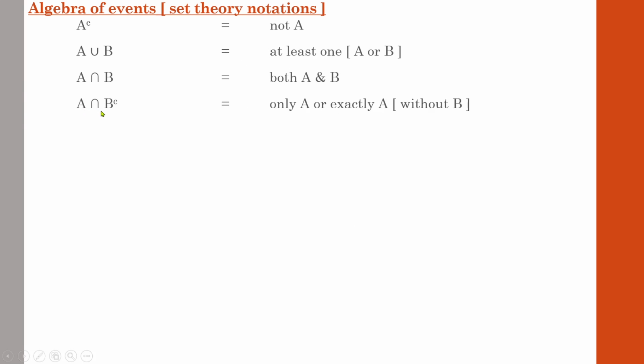Next one, A intersection B raised to C. B raised to C means B complementary. We are not going into detail regarding this one. Just understand this: whenever you come across the notation A intersection B superscript C, that means whatever the probability under study, you will take only the elements or items of A alone. It doesn't include B. Earlier, A raised to C meant it doesn't include A. So B raised to C means it doesn't include B or anything related to B. It only includes A. That is the meaning.